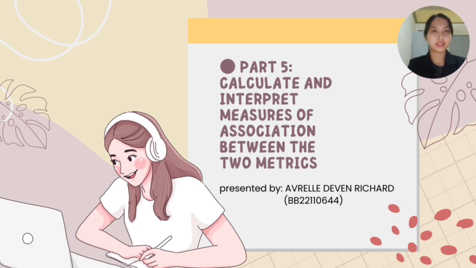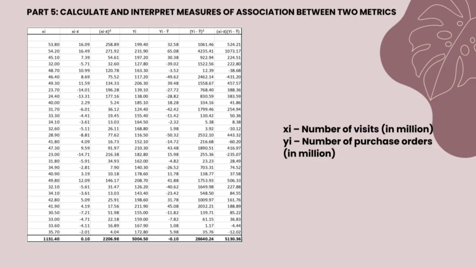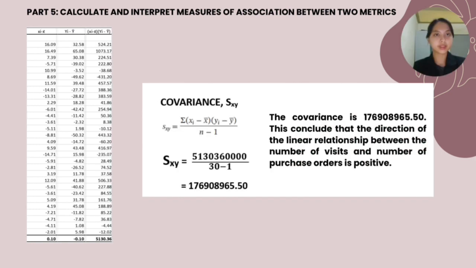Hello, my name is Debbra Richard, and I'm going to present part 5, which is to calculate and interpret the measures of association between the two metrics. This part is divided into 2, which is to calculate the covariance and also the correlation. For the covariance, we use the formula Sxy, the sum of x minus x mean, multiplied with y minus y mean, and divided by n minus 1.